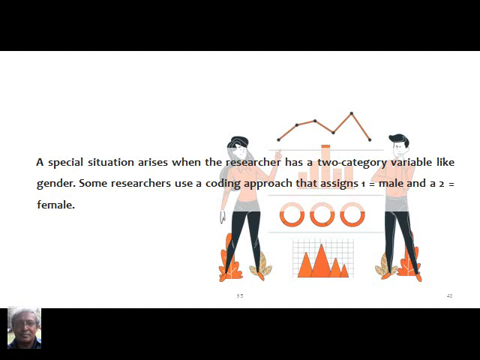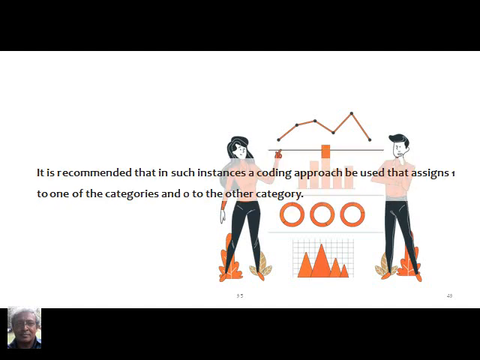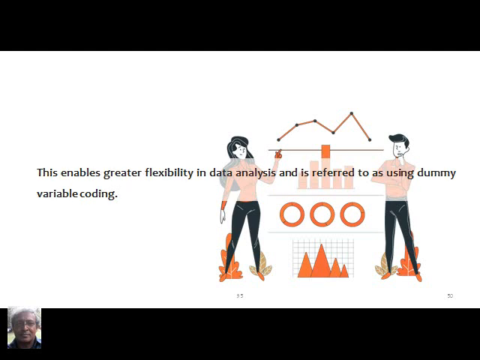Some researchers use a coding approach that assigns 1 equals male and 2 equals female. It is recommended that in such instances a coding approach be used that assigns 1 to one of the categories and 0 to the other category. This enables greater flexibility in data analysis and is referred to as using dummy variable coding.